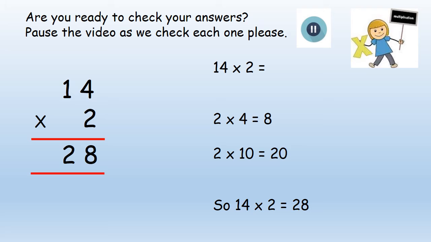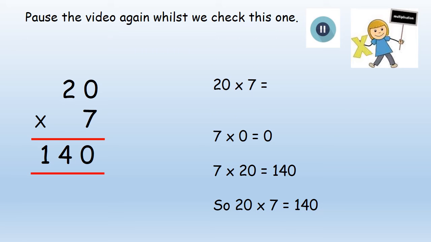First of all, we multiply the ones. 2 times 4 equals 8. Then you multiply the tens. 2 times 10 equals 20. And that recombined in between the lines to 28. And you didn't even have to do a separate sum. How did you get on with that first one? 14 times 2 equals 28. Give yourself a pat on the back if you got it right. Are you ready to check the next one?